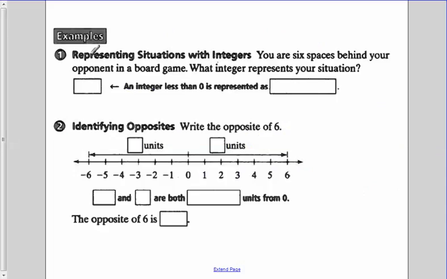So let's take a look at some examples. First one, representing situations with integers. You are 6 spaces behind your opponent in a board game. What integer represents your situation? We are 6 spaces away from our opponent, but since I'm behind them, I'm -6 spaces. I am 6 spaces from 0 to my opponent. Or I could look at it as me being at 0 and them being 6 spaces ahead of me. In both situations, I am 6 spaces away. So -6 and 6 are both 6 units from 0.